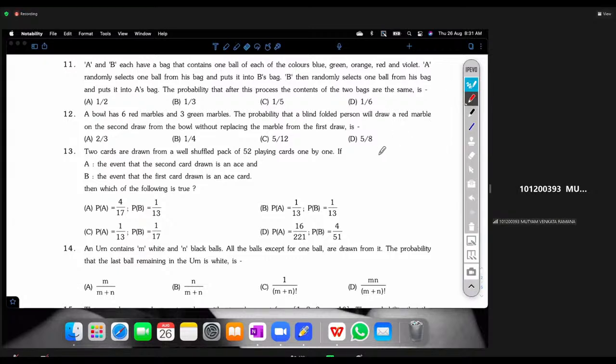So all of you look at this question. P of A intersection B is equal to 0. P of A union B is equal to 1. P of A intersection C is equal to 1 by 5. P of C is equal to 7 by 15. P of B intersection C is equal to how much?